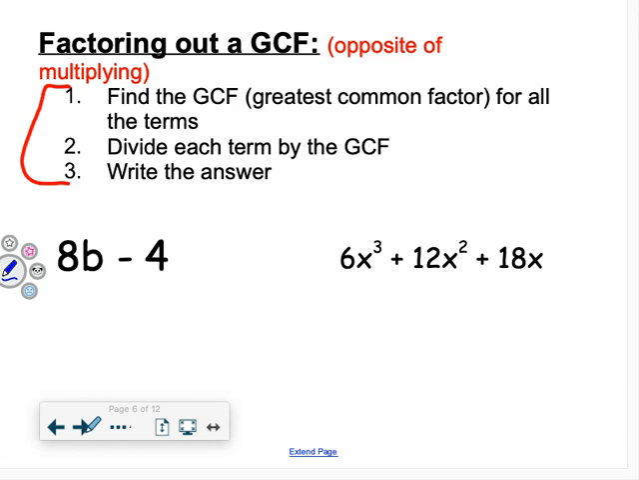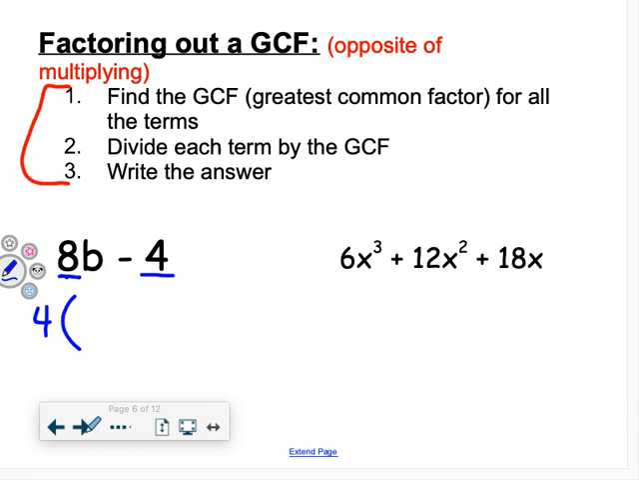We'll do this first one together. So I'm going to look here. I have 8 and 4. Both of those are divisible by 4, so we know that's going to be part of our GCF. Is there anything else we can divide those both by? No, there's no variable, so that's all we can take.